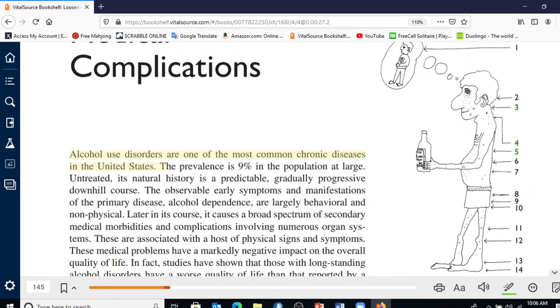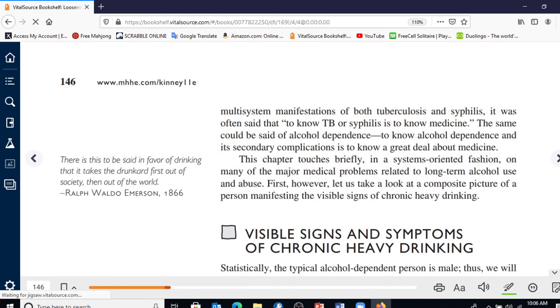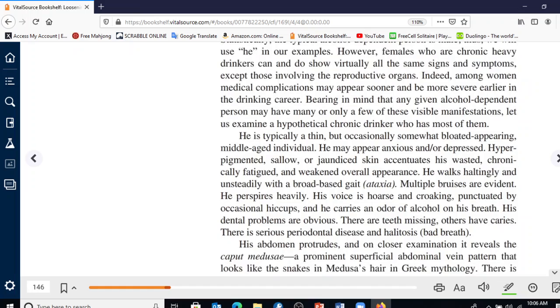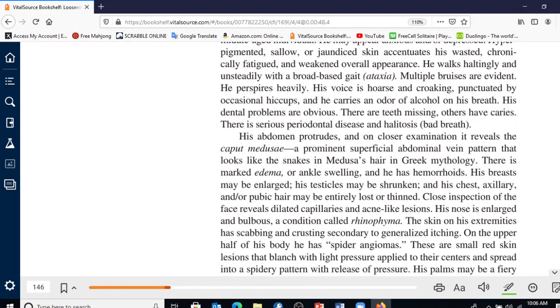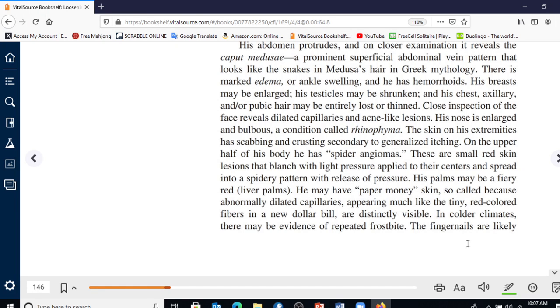Alcohol butchers the body, by the way. It has a negative or deleterious impact on every major organ system we have got, from our hair to our skin, to everything is affected deleteriously by alcohol. So there are visible signs and symptoms of chronic drinking that you can see, and we talked about that, with the little guy there.